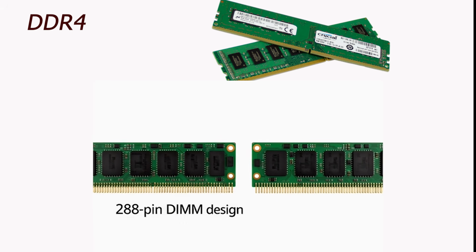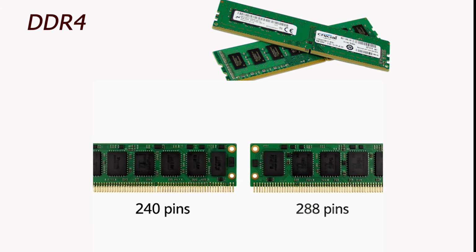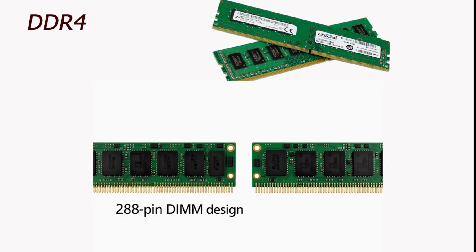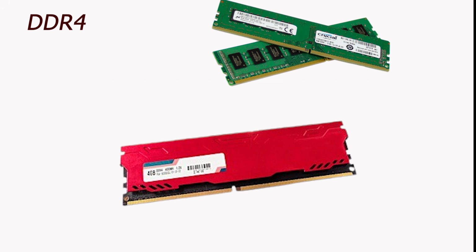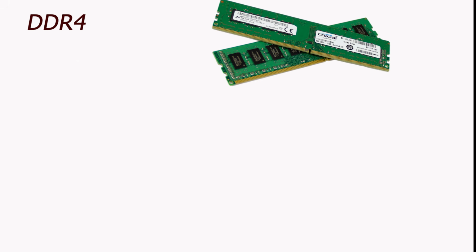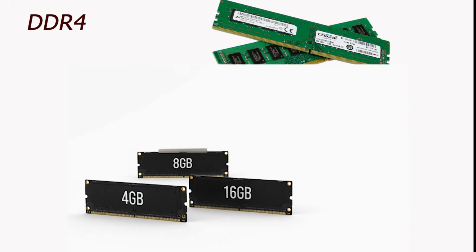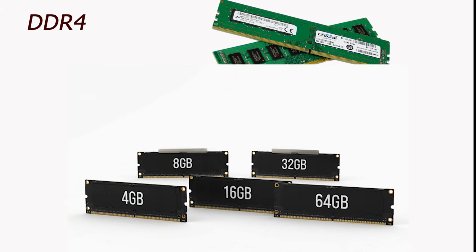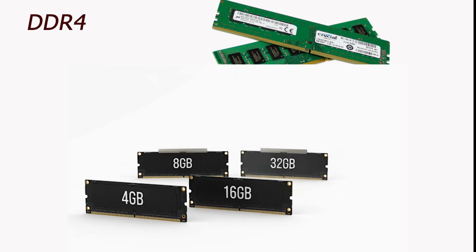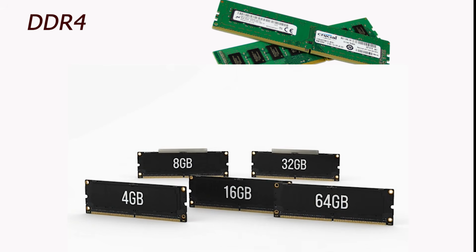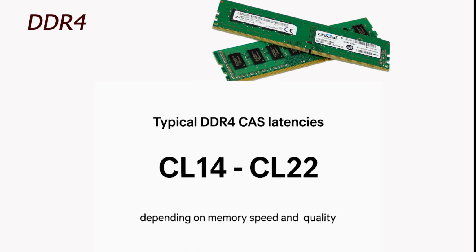Physically, DDR4 memory modules use a 288-pin DIMM design, an increase from DDR3's 240 pins. The notch position on DDR4 modules is different from all previous generations, making DDR4 physically incompatible with DDR3 or earlier memory slots. Common DDR4 module sizes include 4 GB, 8 GB, 16 GB, 32 GB, and even 64 GB in server and workstation environments. Typical DDR4 CAS latencies range from CL14 to CL22, depending on memory speed and quality.